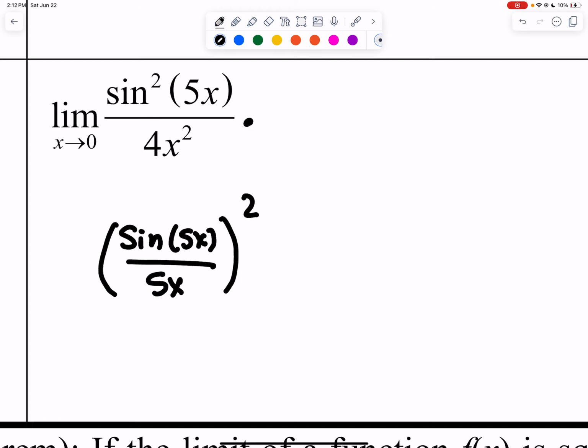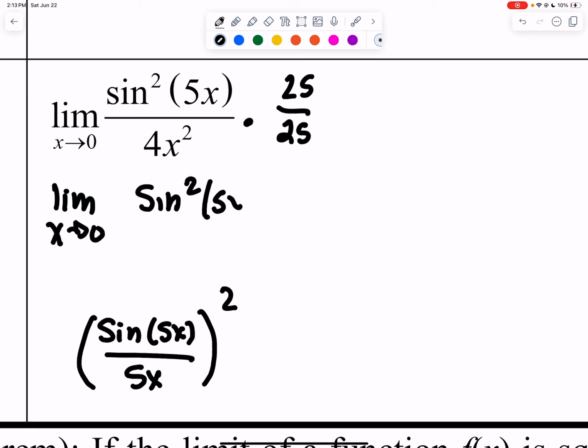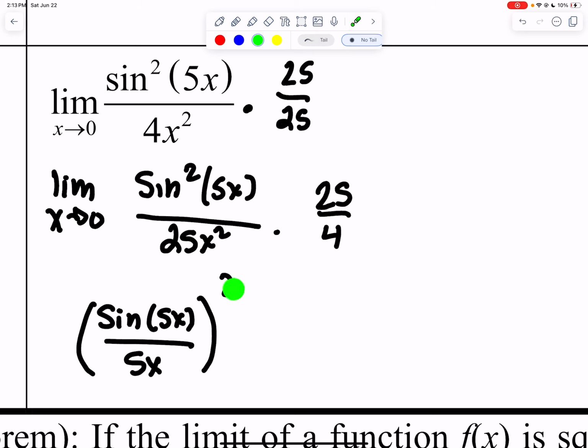So I'm going to multiply by 25 over 25 such that I get the limit as x approaches 0 of sine square of 5x over 25x squared times 25 over 4. That way I could take out the square so that I could get sine of 5x over 5x, squared. I know that this is going to be 1. 1 squared is just going to be 1. And I still have my 25 over 4 left over. So my answer here is 25 over 4.